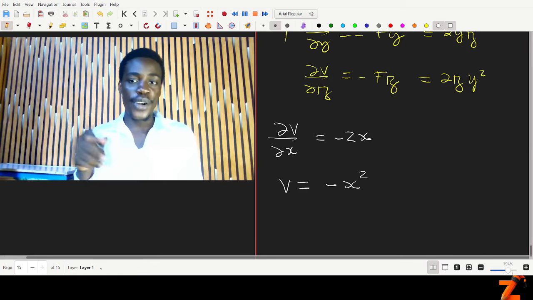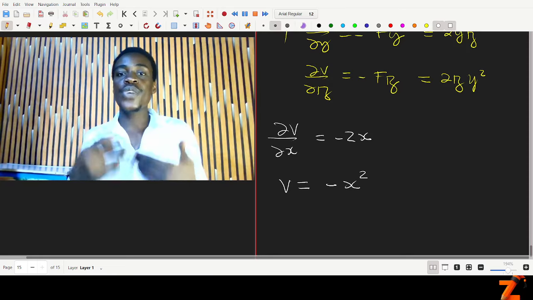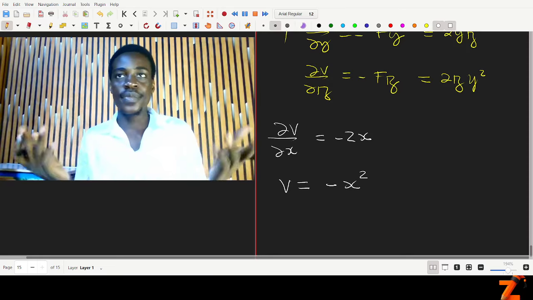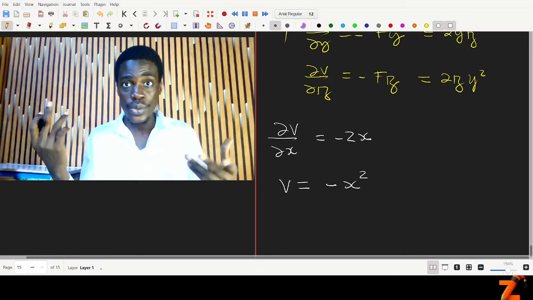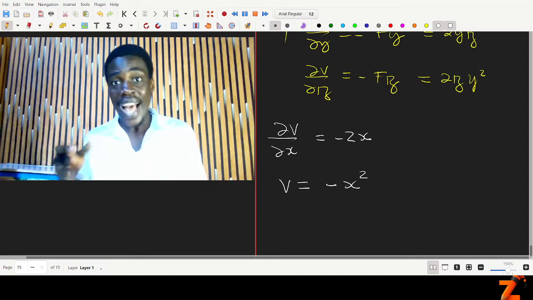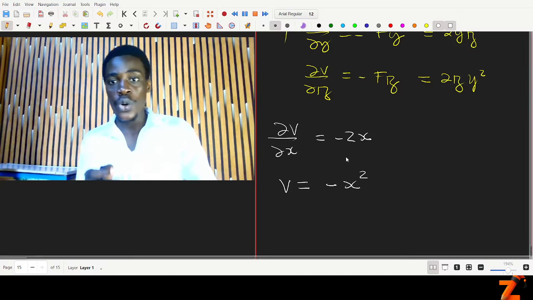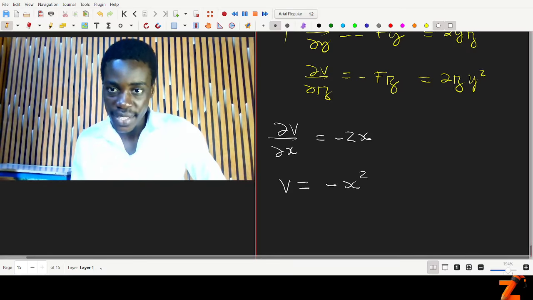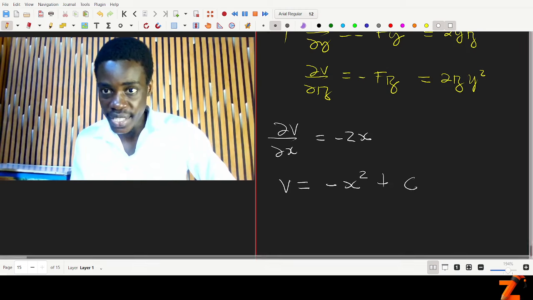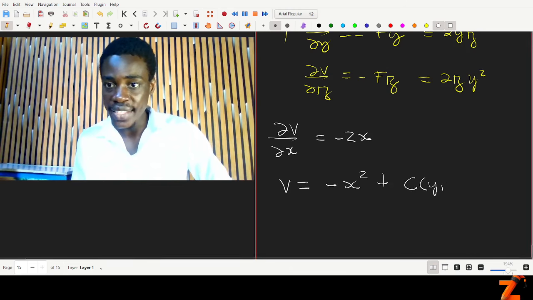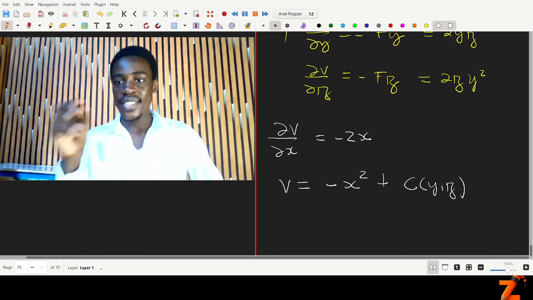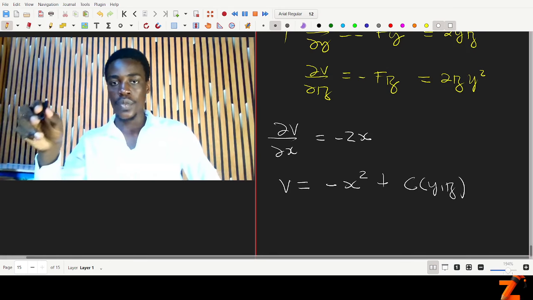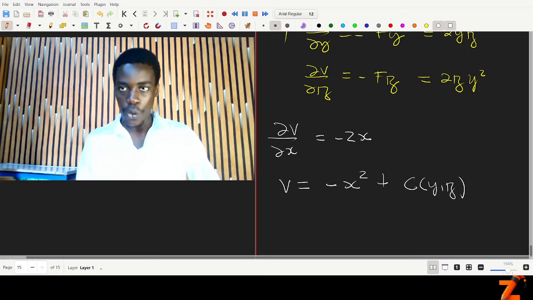But don't forget to put a constant, because if you do a primitivation, at high school, in your last class, you know well how to primitivate a function. So here it is negative x squared plus a constant. Our constant depends on y and z. Why do I write c of y and z? I will explain it to you.